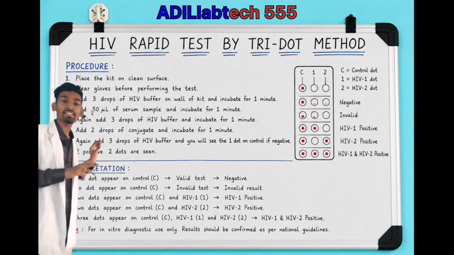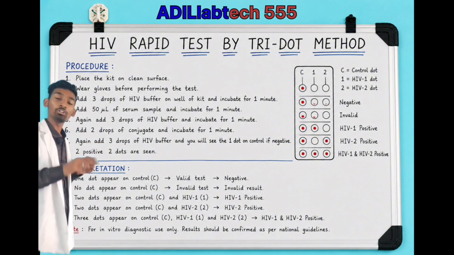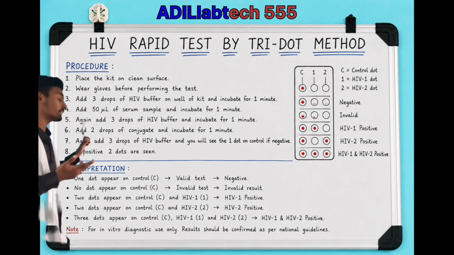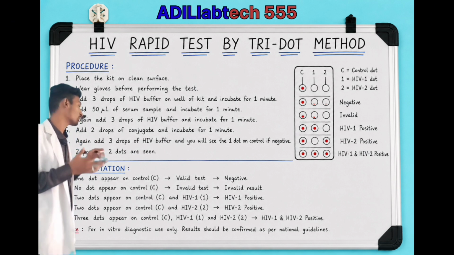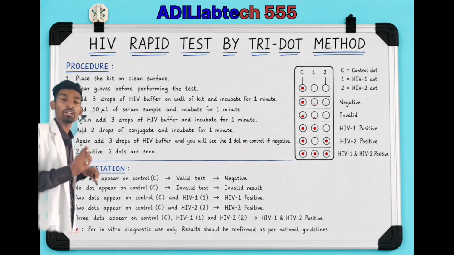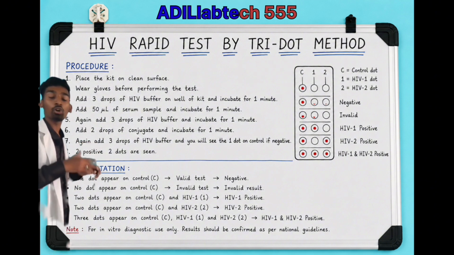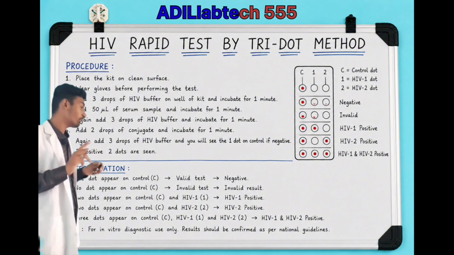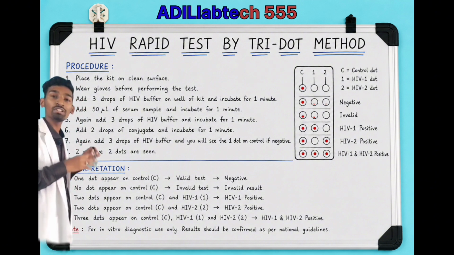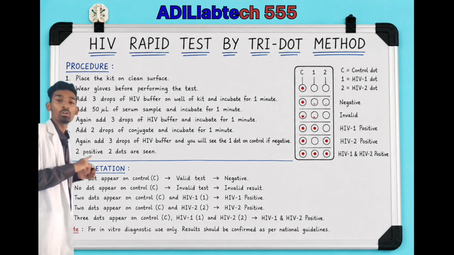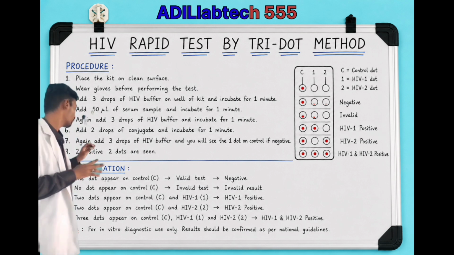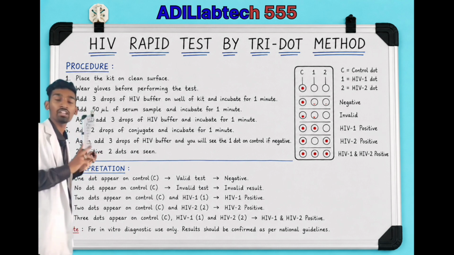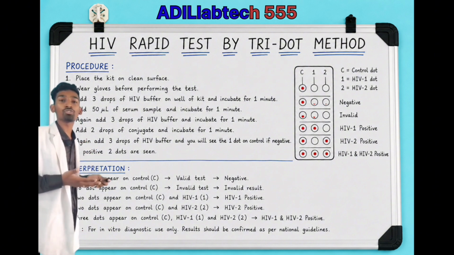After that, again add 3 drops of HIV buffer and incubate for again 2 minutes. After that, add 2 drops of HIV conjugate and incubate for 1 minute. After 1 minute, again add 3 drops of HIV buffer and leave it for 2 minutes. After 2 minutes, you will see one dot if the HIV test is negative. If you see two dots appear on the HIV kit, the test is positive.